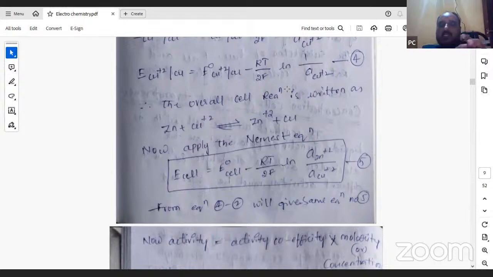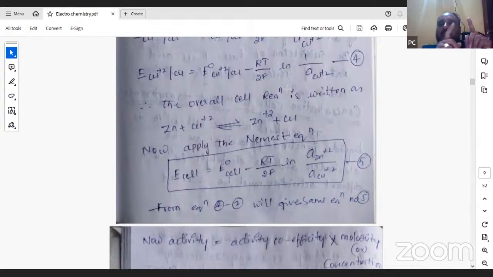What is the oxidation reaction? Zn gives Zn plus 2 plus 2 electrons. Zinc loses 2 electrons. So we apply the Nernst equation to it, we will get E1. Then the 2 electrons are gained by the copper plus 2 ions. Copper plus 2 plus 2 electrons gives rise to copper. So that is the reduction. Apply the Nernst equation, we will get E2. The sum of these two will give the overall EMF.